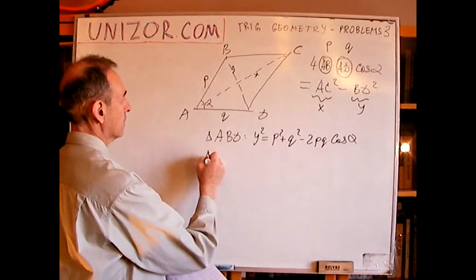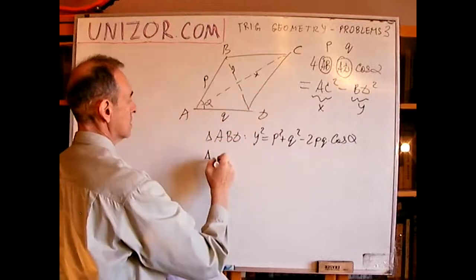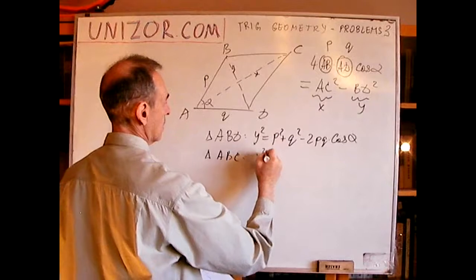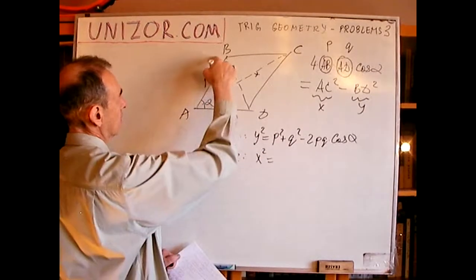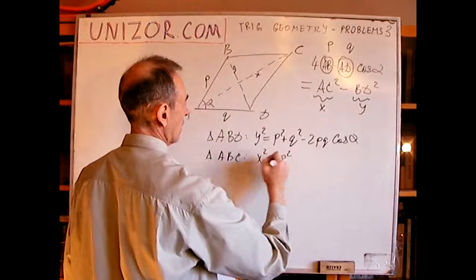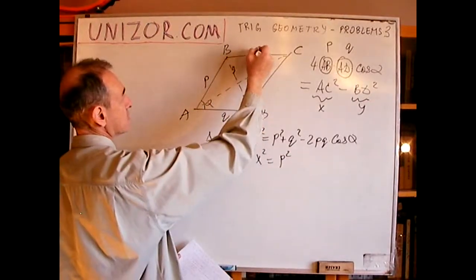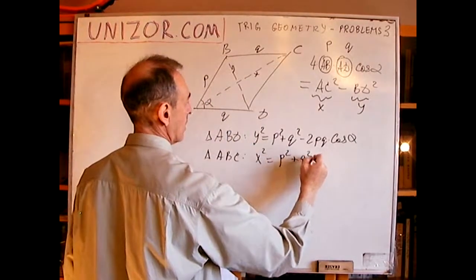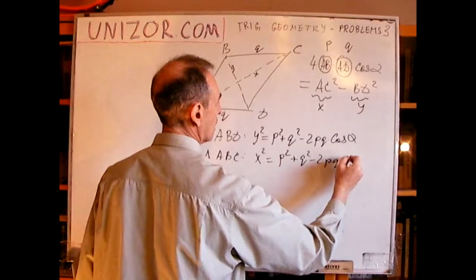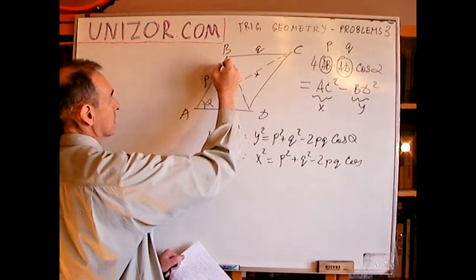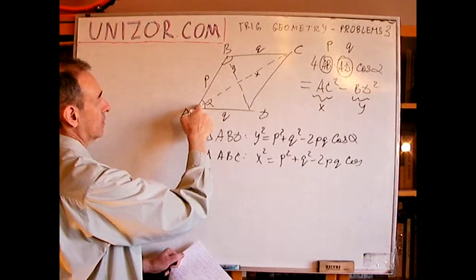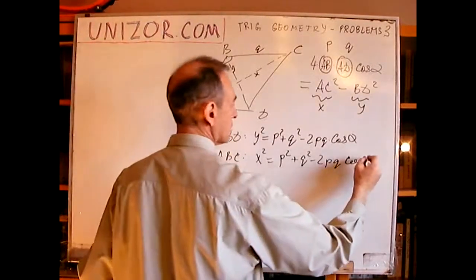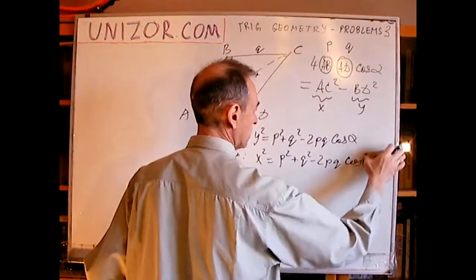Now, from triangle ABC, x squared equals p squared. Now this is a parallelogram, which means this is also q, right? So p squared plus q squared minus 2pq cosine, and what is this angle? Well, this angle is pi minus alpha, 180 degrees minus alpha.